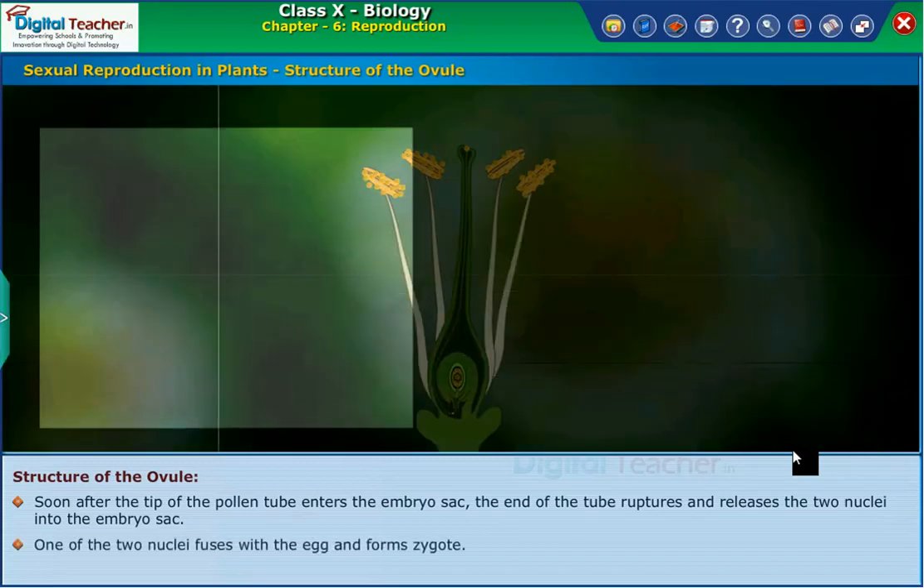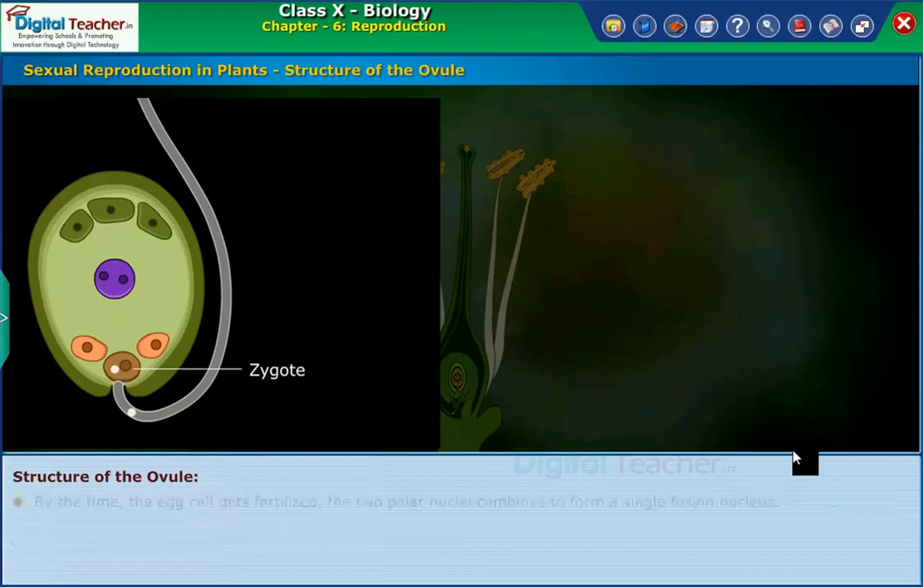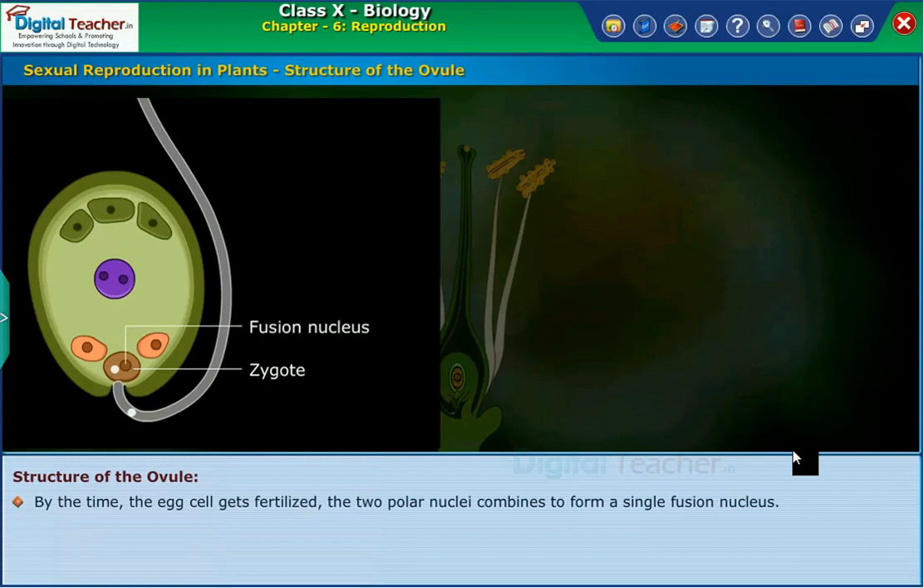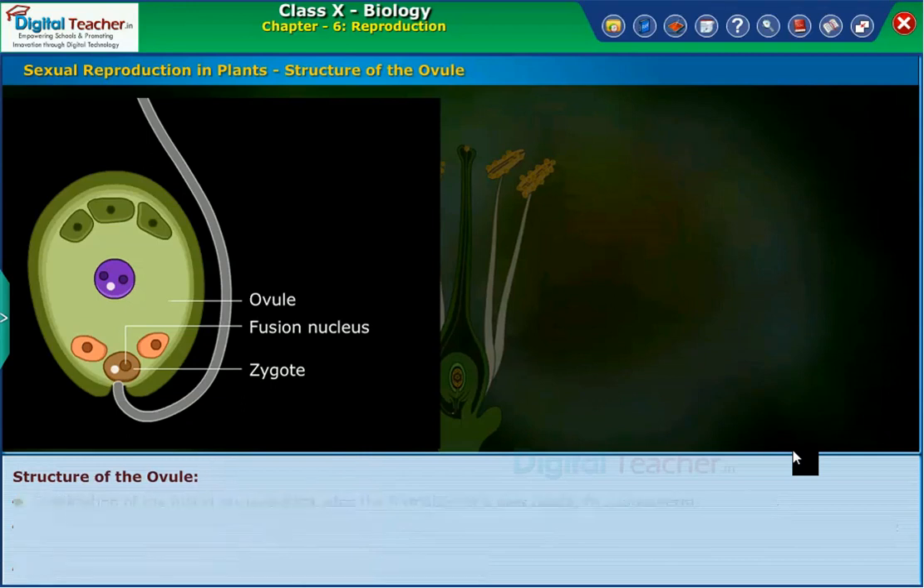One of the 2 nuclei fuses with the egg and forms the zygote. By the time the egg cell gets fertilized, the 2 polar nuclei combine to form a single fusion nucleus. Now, the second sperm present in the embryo sac moves to the center with the help of the pollen tube and unites with the fusion nucleus. The zygote develops into an embryonic plant within the ovule.